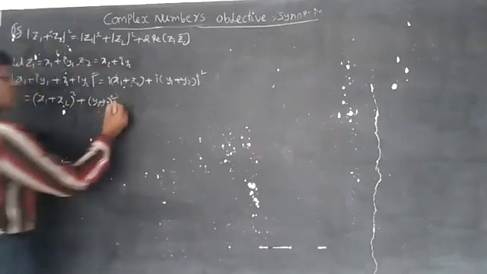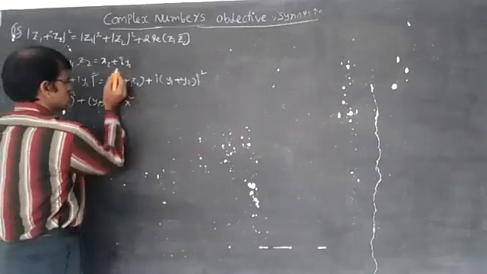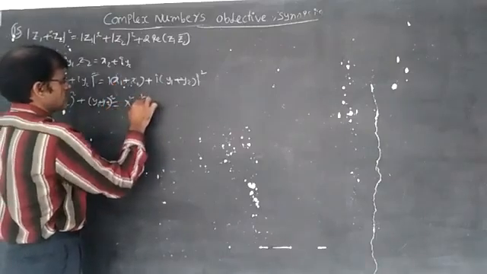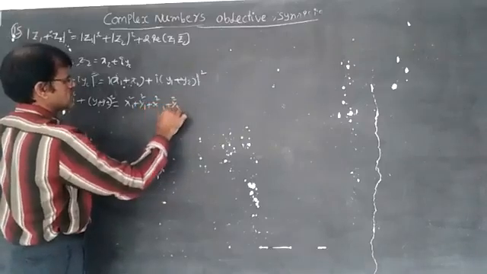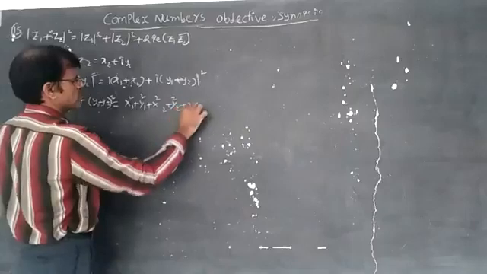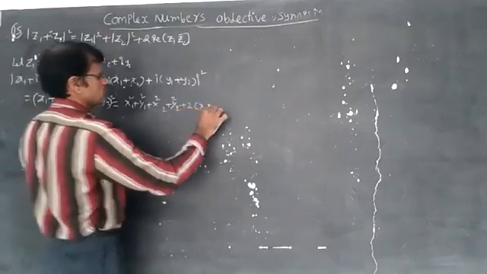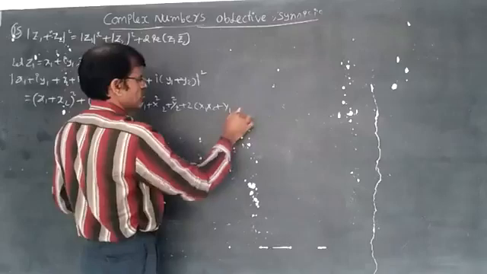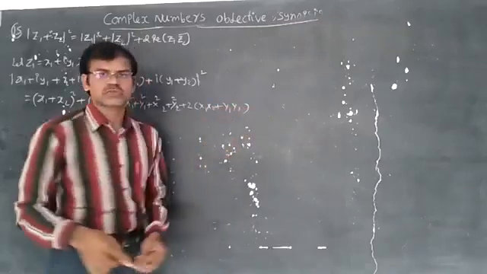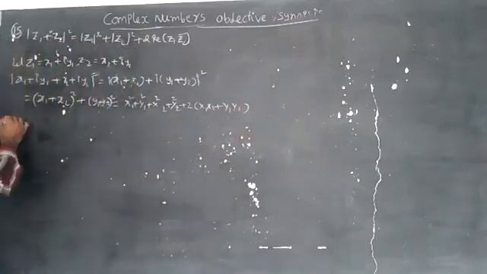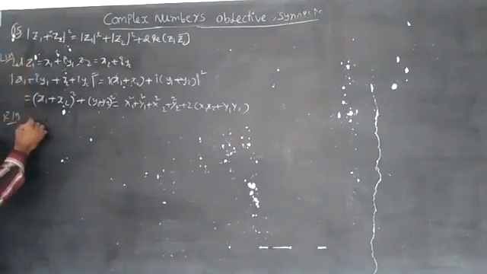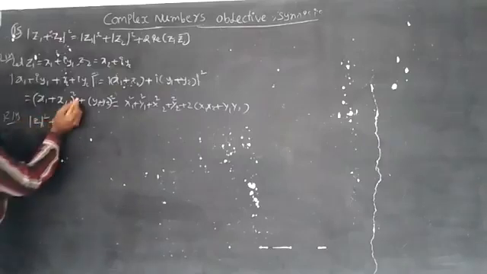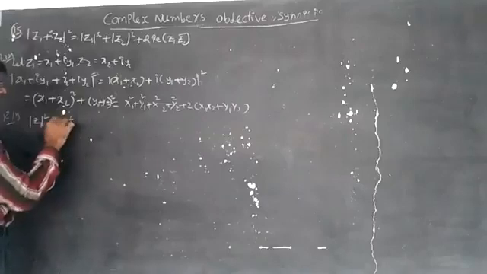Keep aside and expand this as x1² + y1² + x2² + y2² + 2(x1 x2 + y1 y2). This is the LHS. Now, taking RHS, you can write this as |Z1|² + |Z2|² + 2 Re(Z1 Z2 bar).